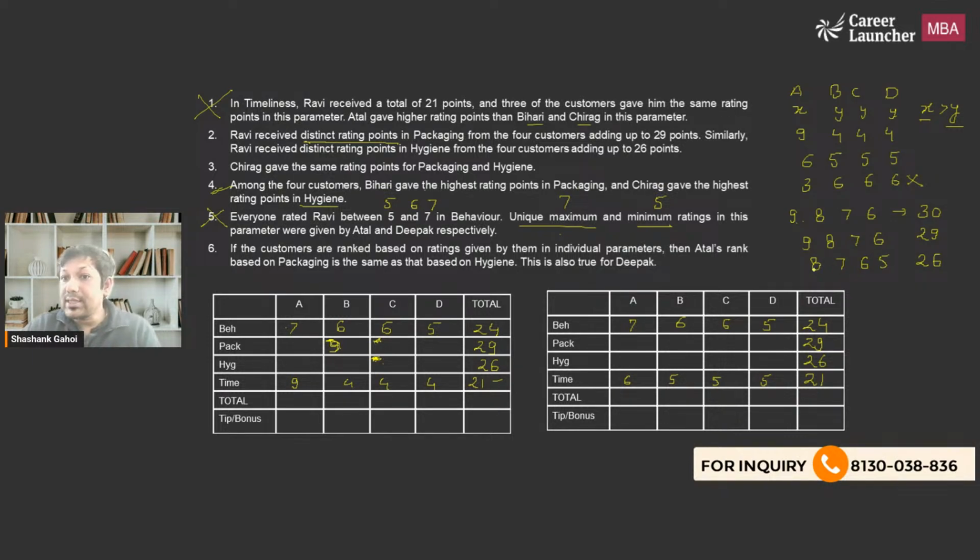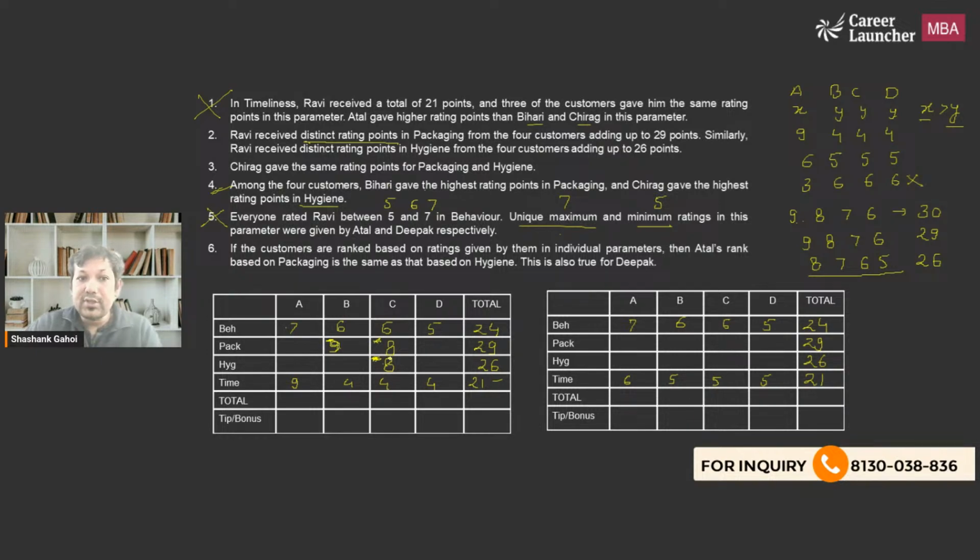Now, the sum of four distinct values should be 26, and this is the only possible arrangement because any value cannot be 9. Right. So basically, Chirag is getting the highest over here. So this value of Chirag should be 8. Okay. So this is what we are getting so far.